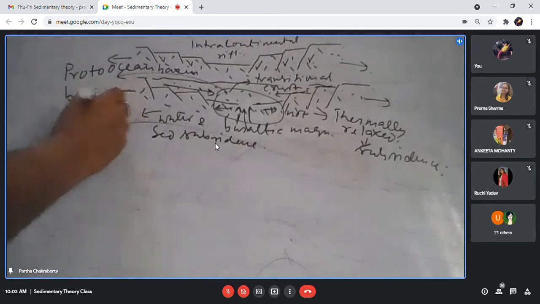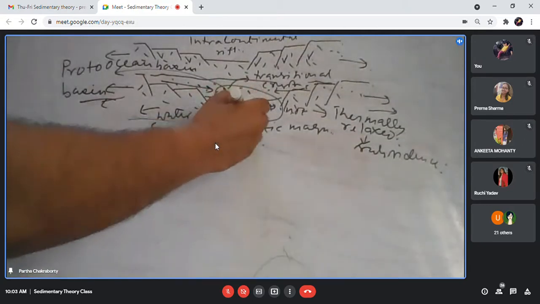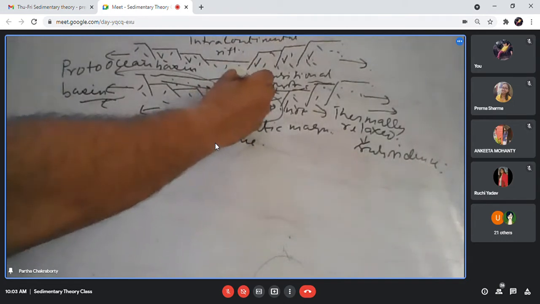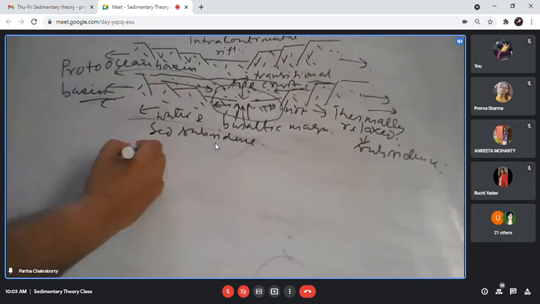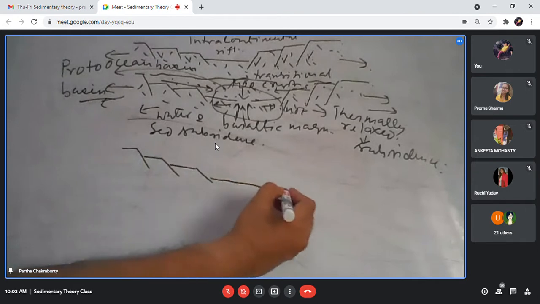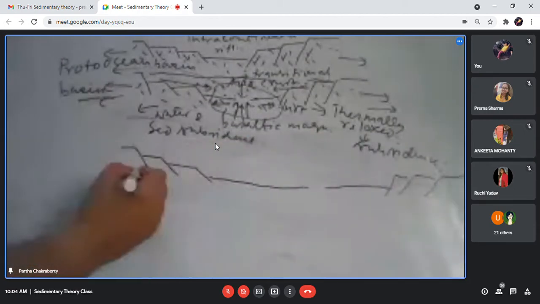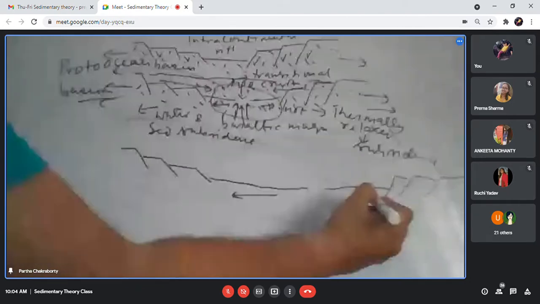Now the stretching still continues. With time, you will get a development of a mid-oceanic ridge. That means the full-scale spreading has started because of the stretching, and these two parts will go away from one another.